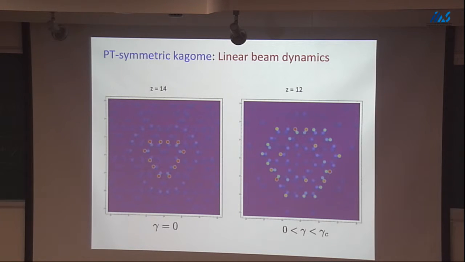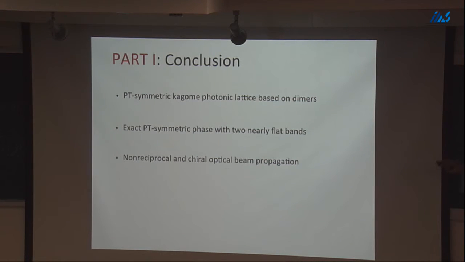Okay, since I'm reaching noon, this is the conclusion for the first part. So we looked at PT-symmetric Kagome photonic lattices based on dimers, but the dimers were perpendicular to the vertices, not at the vertices. And we found an exact PT-symmetric phase with two nearly flat bands. And we found non-reciprocal and chiral optical beam propagation. And what we have not discussed so far, and are currently exploring, is possible topological phases, the effect of disorder and nonlinearity in this lattice. That concludes part 1 of my talk.